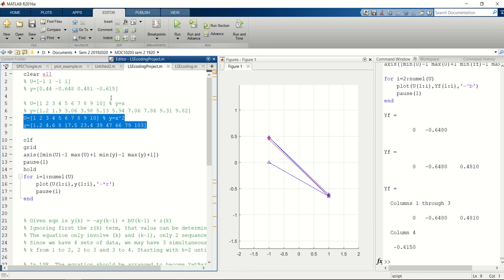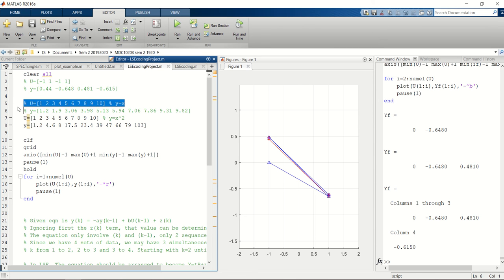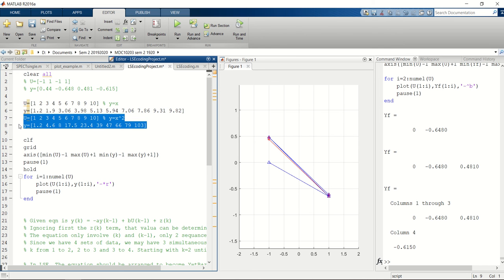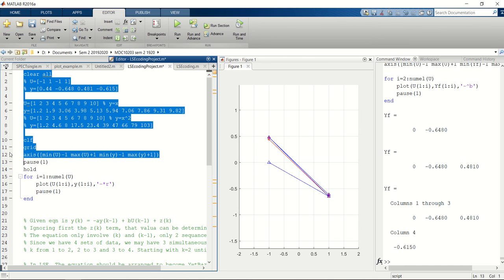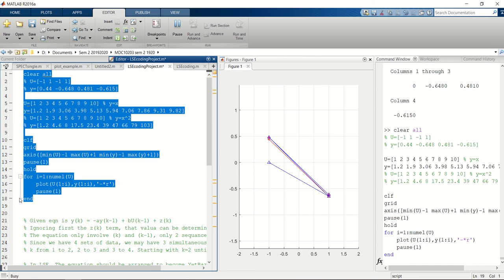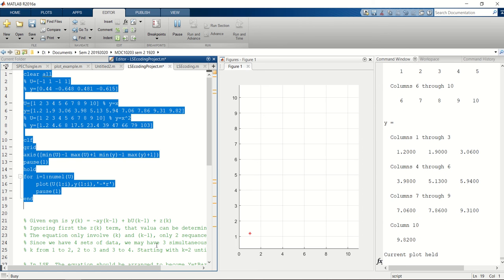So let's look at this first one. Disable this one. For these two, as you can see here, this one is also a plotting. Let's see, if we clear everything and I plot this u and y, what will happen? First point, second point, third point.